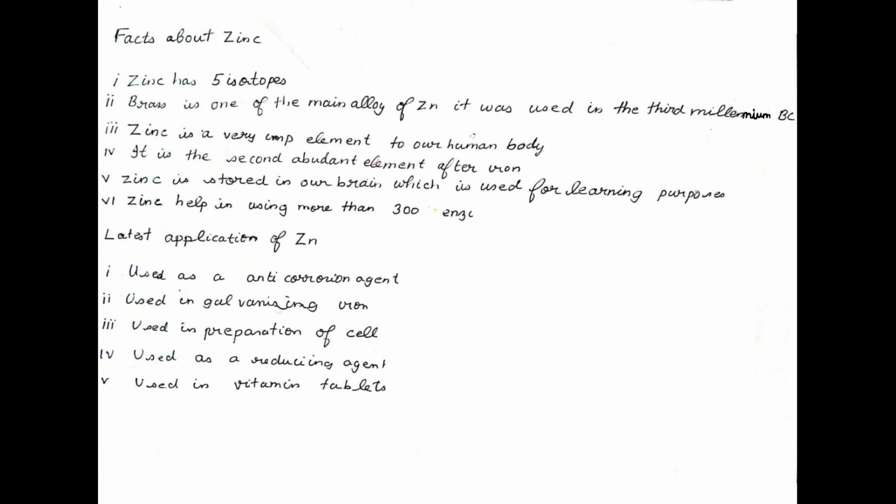Now let us see some applications of zinc. It is used as an anti-corrosion agent. It is used in galvanizing iron, and it is also used in preparation of cell. Zinc is used as a reducing agent in paints and dyes, etc. And it is also used in vitamin tablets and supplementary tablets. It is also used in tonics.